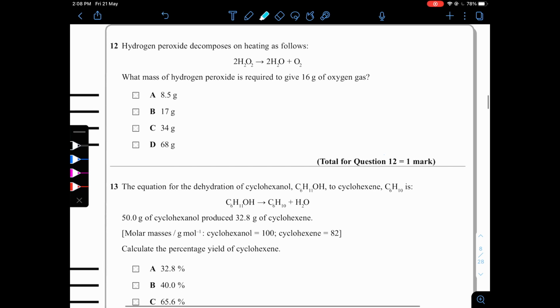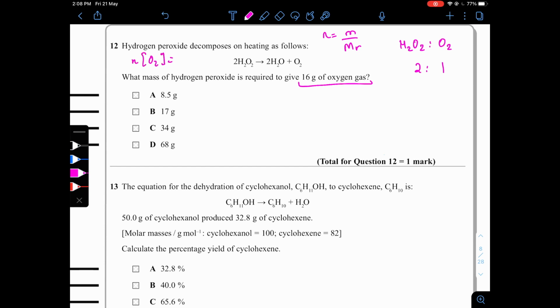Hydrogen peroxide decomposes on heating as follows. So what mass of hydrogen peroxide is required to give 16 grams of oxygen gas? They're asking for mass, so I already know we're going to use n equals mass over molar mass. That's the only equation that has mass. We're looking at hydrogen peroxide in relation to oxygen, so I can just do H2O2, O2. You can see the molar ratio is 2 to 1. So 16 grams of oxygen, O2 being a diatomic molecule, n of O2 is 16 divided by 32, which gives us 0.5.